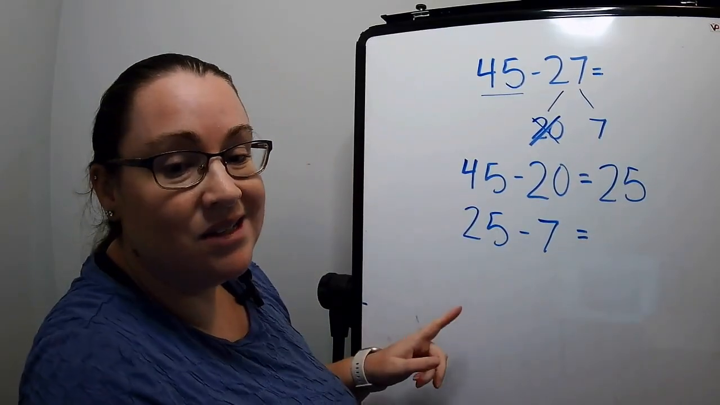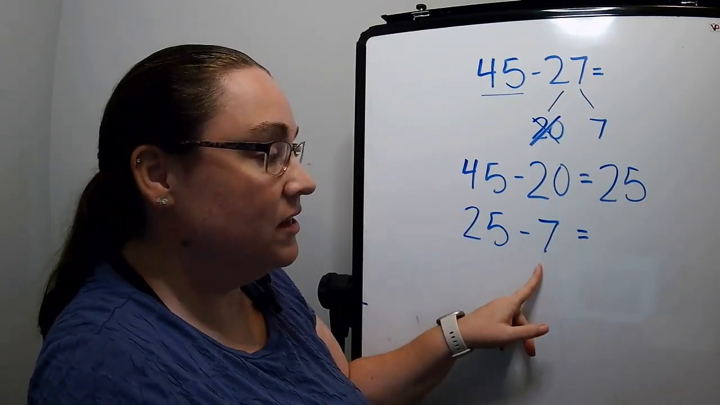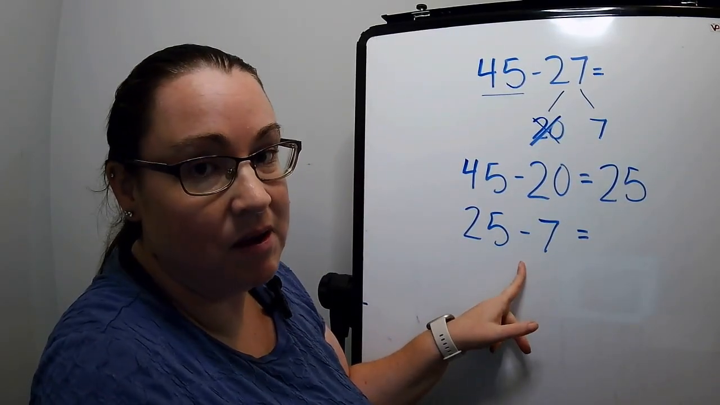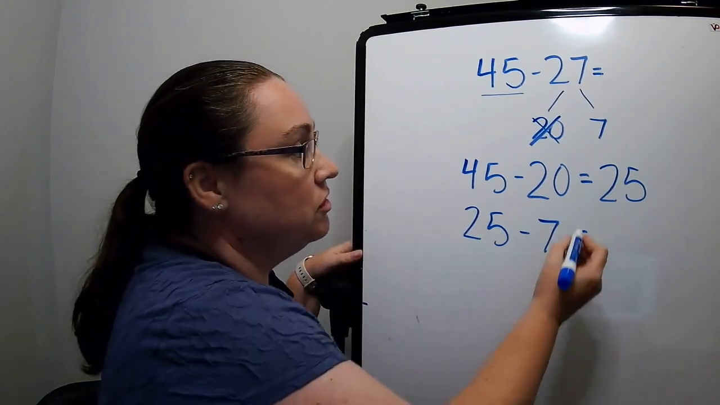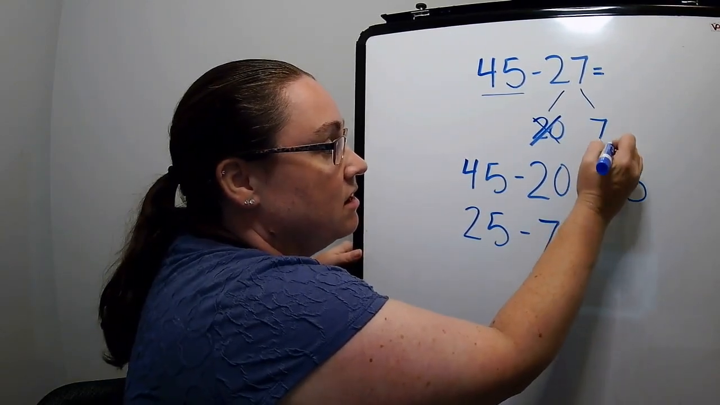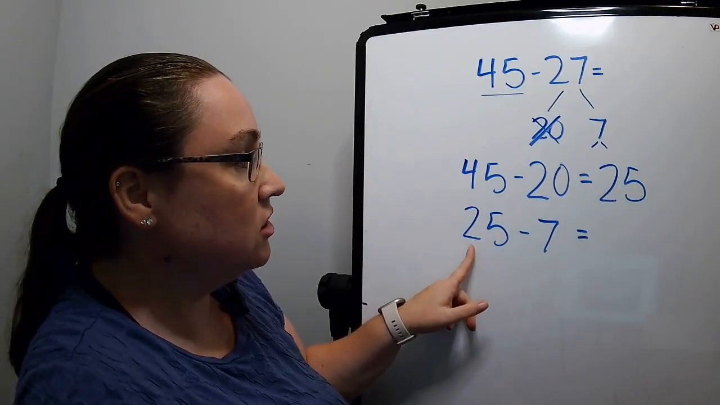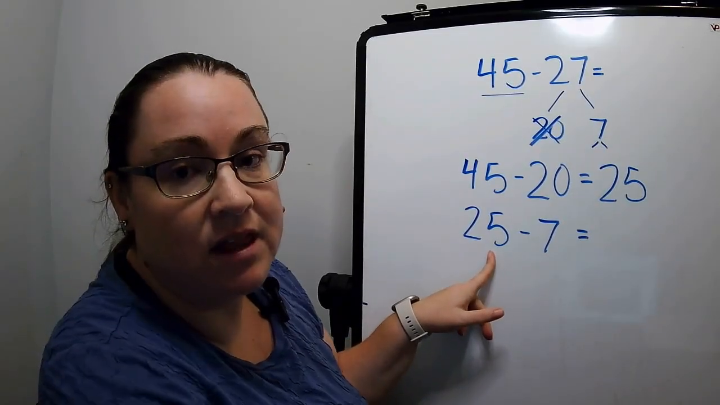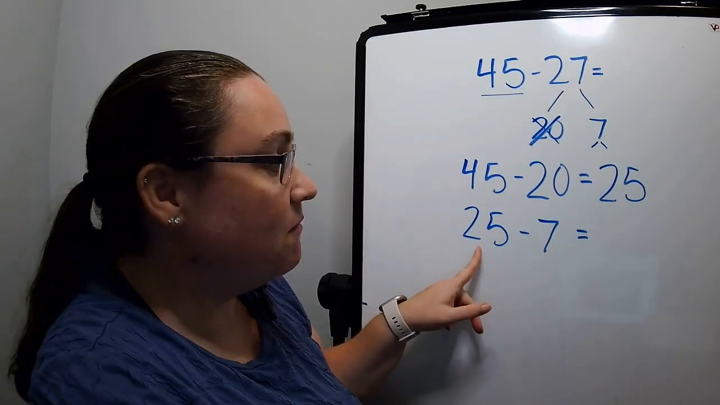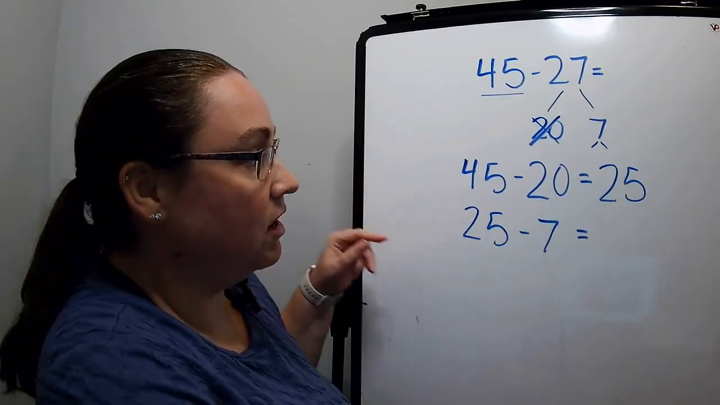You might run into students getting stuck on this part because of that regrouping. So you can teach your students to think of that 7 as two different parts. But what parts? Go back to the 25 and think of friendly numbers. 25 minus 5 is going to get you to a friendly number.